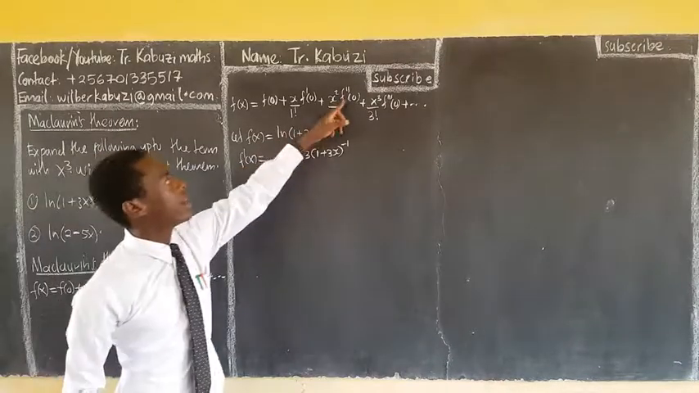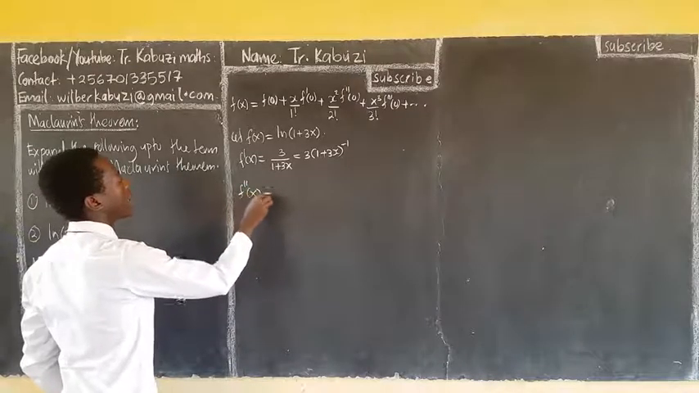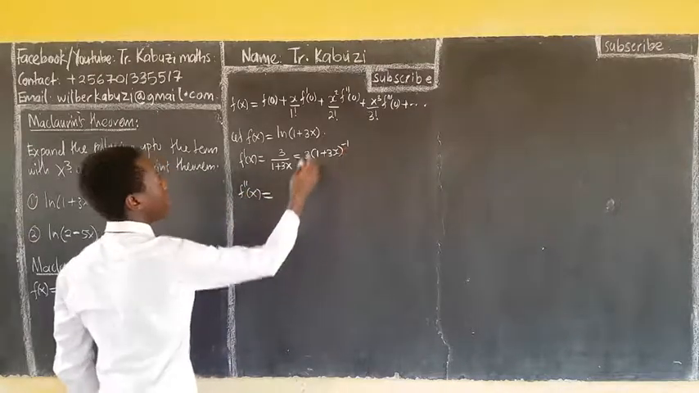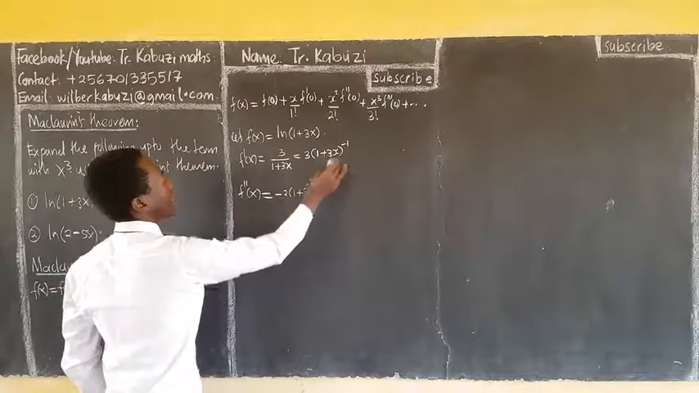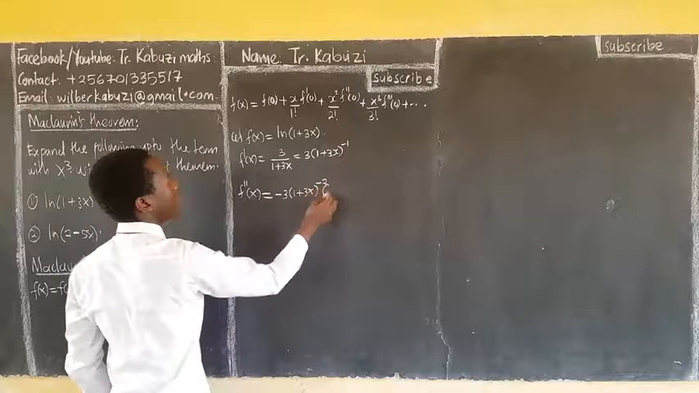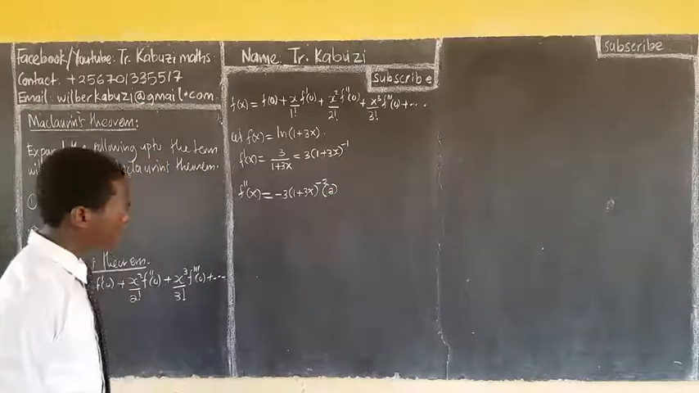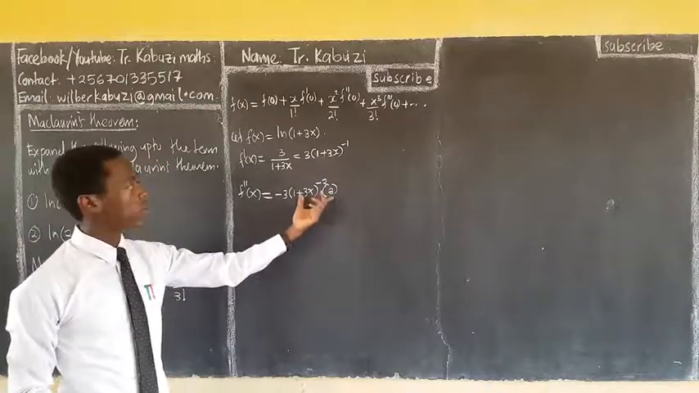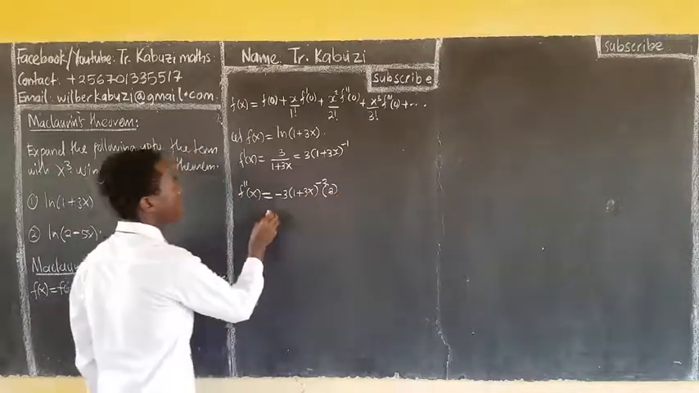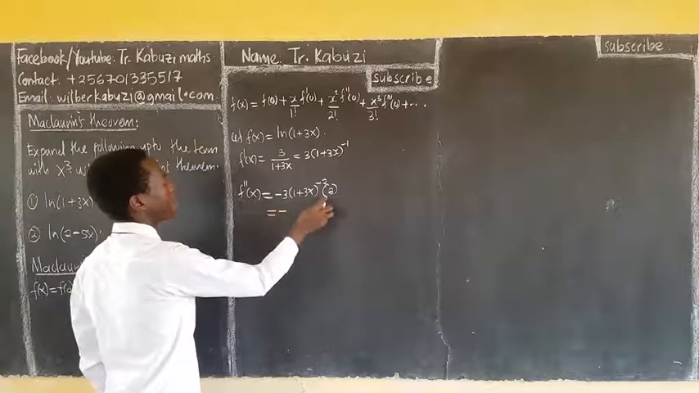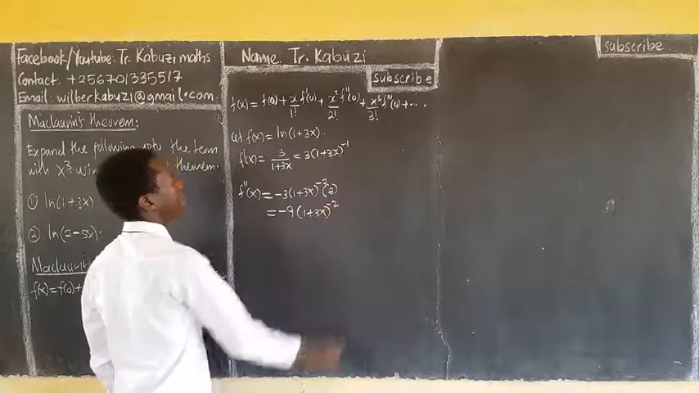Now we need the second derivative, meaning that now my f double prime of x. We lower the power, we have negative 3. We maintain the bracket, reduce the power by 1, then differentiate the bracket, and when I differentiate it, I get 3. Here I'm using the chain rule. So if I simplify this, it will give me negative 9 into 1 plus 3x power negative 2.